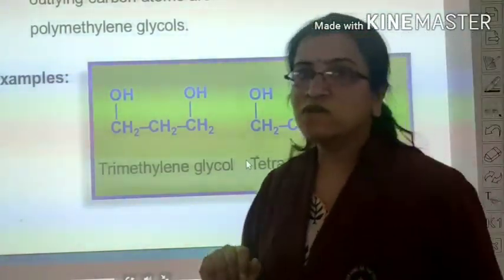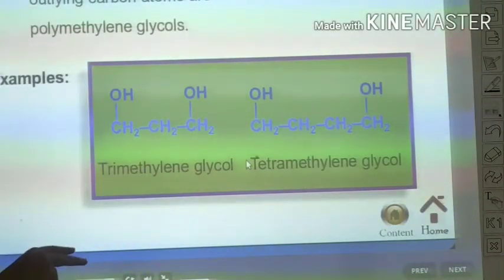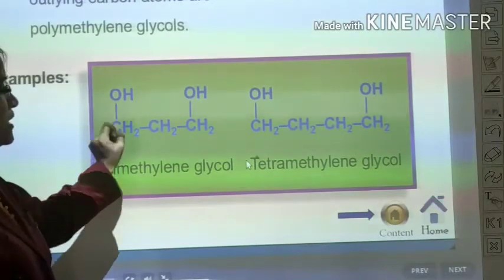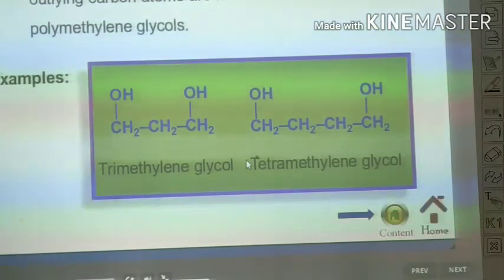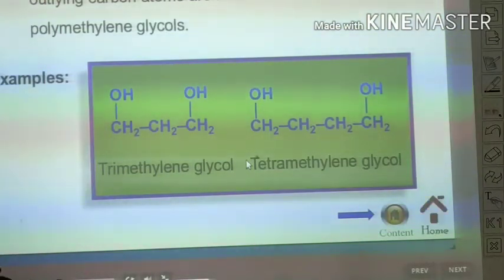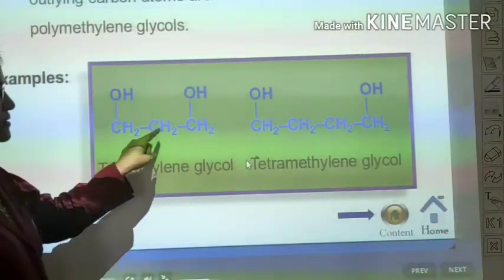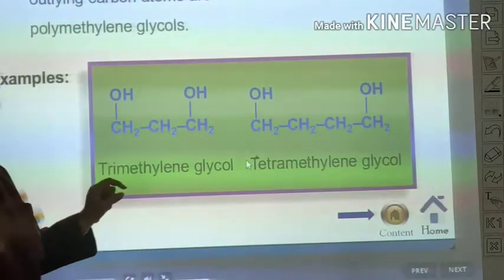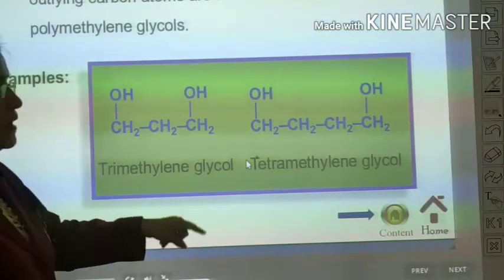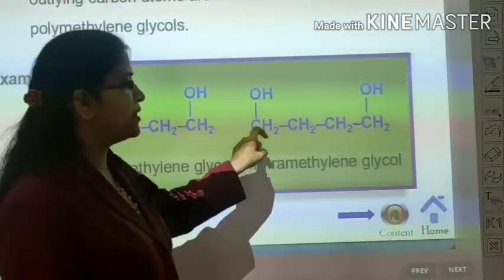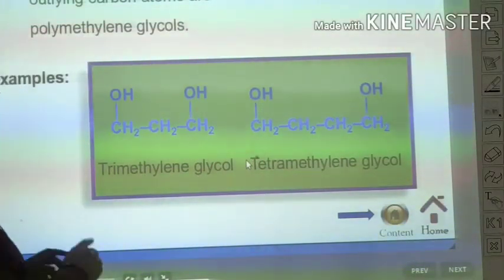In case of dihydric alcohol, if the OH groups are attached at alternate positions, not adjacent positions. Look at here. OH, then not, then OH. Means these OH groups are very far away. Then their name corresponds to the polymethylene group. Look very carefully. CH2 methylene, CH2 methylene, CH2 methylene. Total 3 methylene. So the name is trimethylene glycol. In the next example, there are 4 methylene. 1, 2, 3, 4. So the name is tetramethylene glycol.